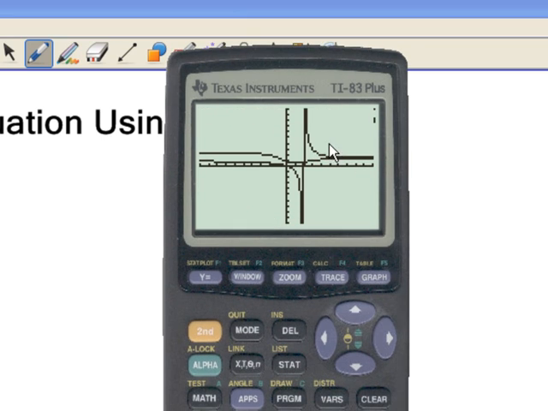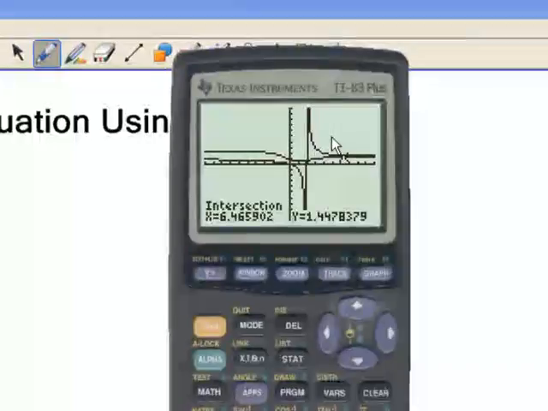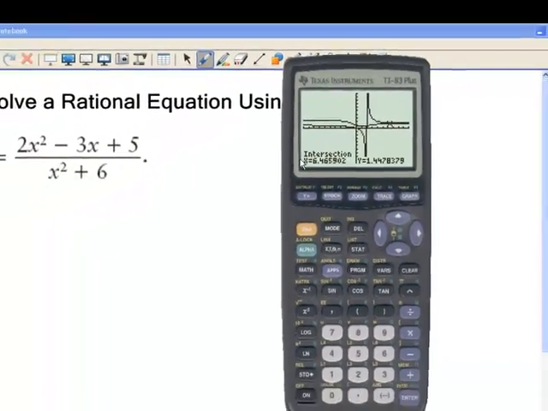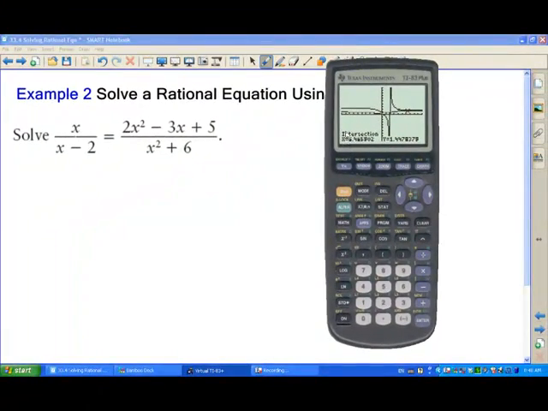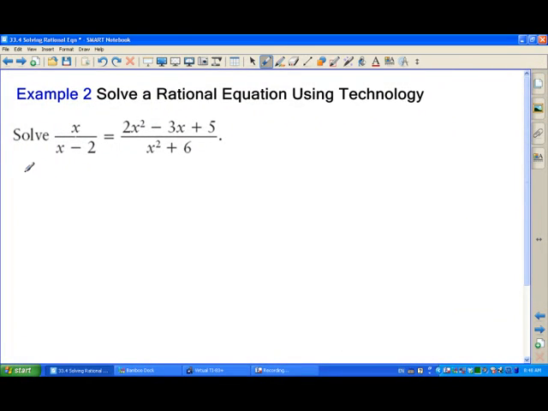And this time, there, I should see that my intersection is at x equals 6.47. So that's how we can do this with technology using the intersection command. We do have another option.